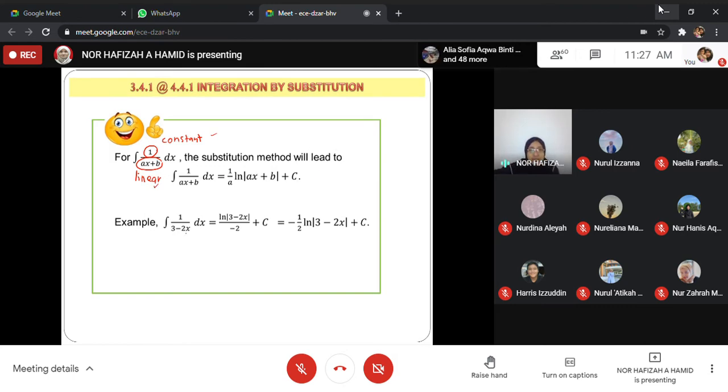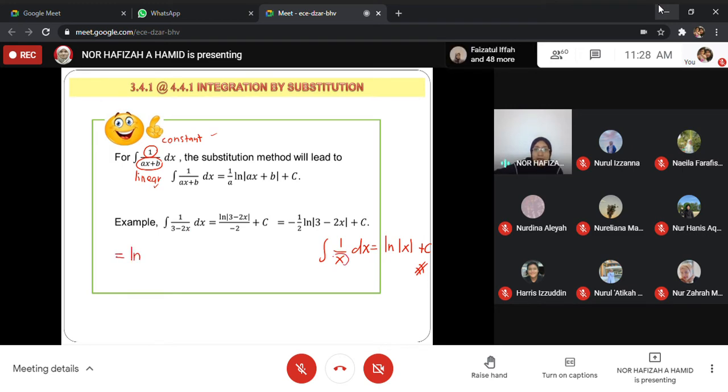So for example, you nak integrate 1 over 3 minus 2x. So ni you boleh refer balik yang basic formula. Kalau yang basic formula yang last class, kita ada integrations of 1 over x dx, you integrate equal to ln x plus c. So ni yang basic formula for reciprocal. So sama juga kalau you ada 1 over 3 minus 2x. So dia akan equal to ln.